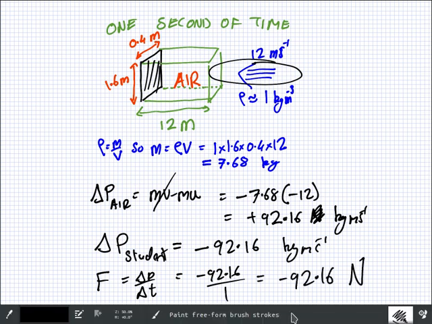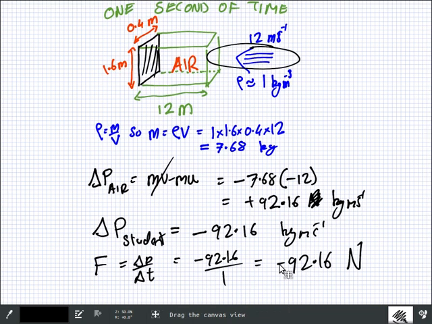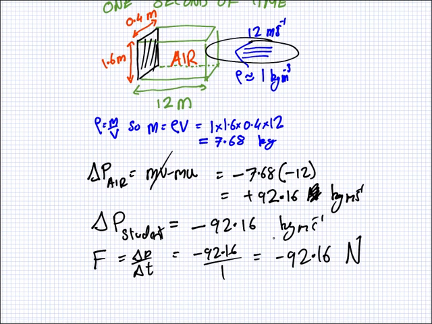Why is it minus for the student? If you're walking into the wind, you will feel a force this way, won't you? 92.16. I know this is a little bit tricky, but it's a good example of using momentum and impulse and Newton's second law and Newton's third law.